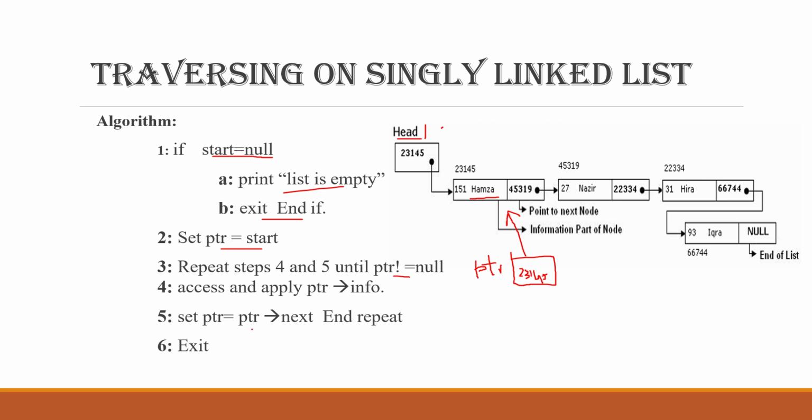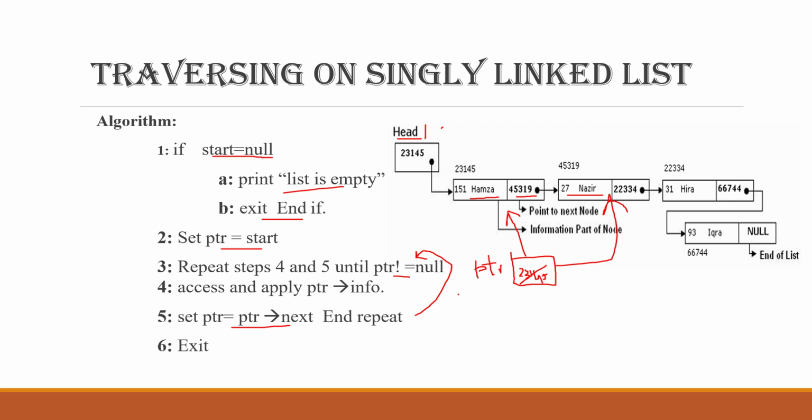Now here we are assigning pointer equal to pointer next. Here we assign the address of the next node. Pointer is pointing to this node and we have this address. This address will be assigned to the pointer. Pointer will now point to the next node. Again, we have to check the condition, that is pointer is not equal to null. Yes, the condition is true. Now we can access the data of the next node, that is the name of the second person.